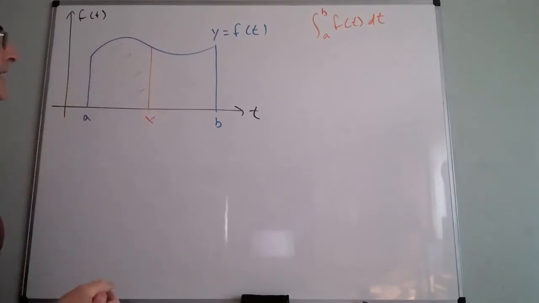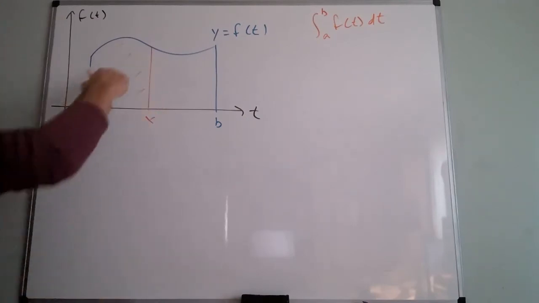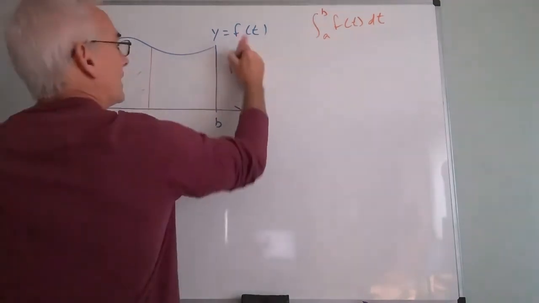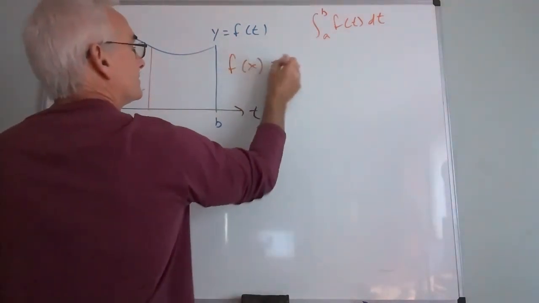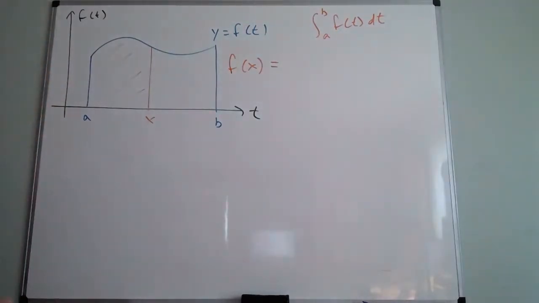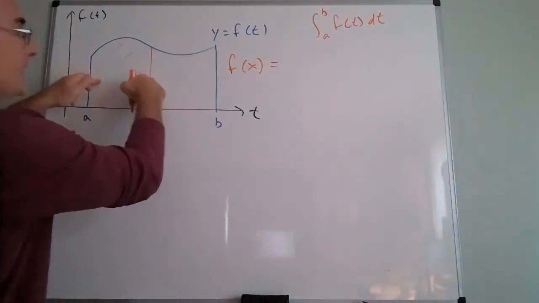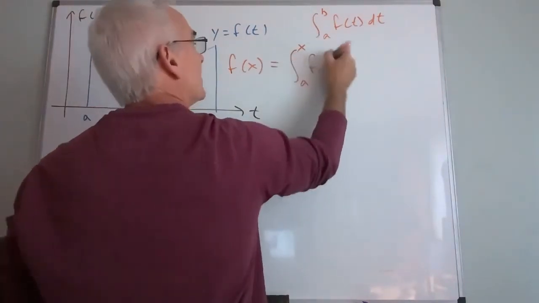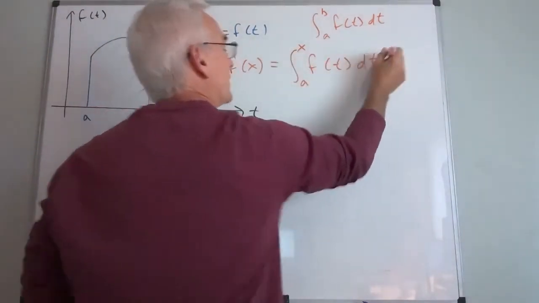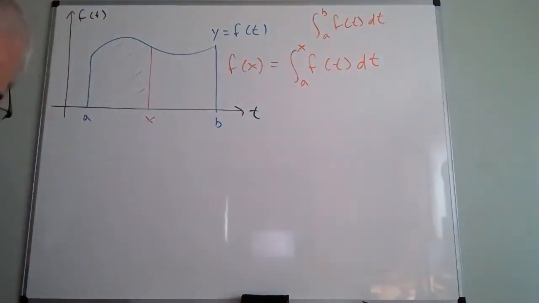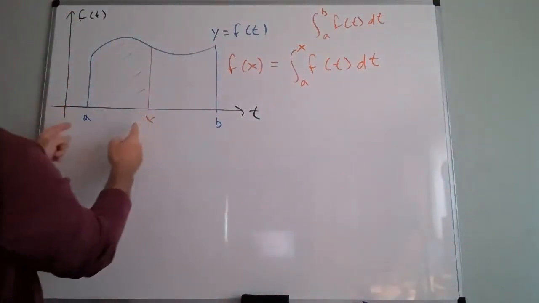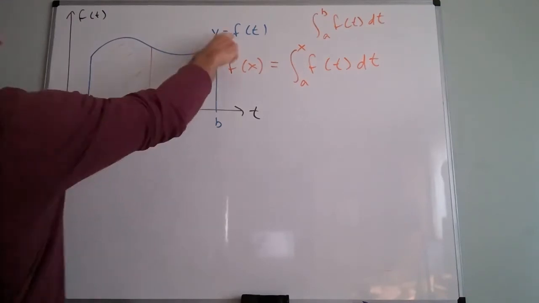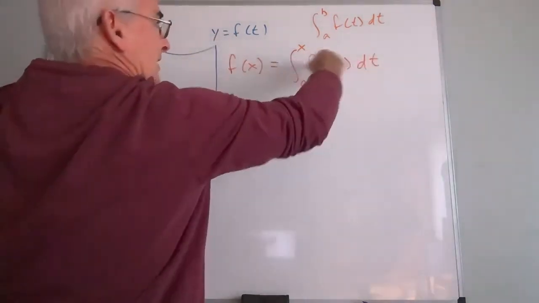I want to find that area. I'm going to define this area to be little f of x. And f of x is going to equal the integral from a to x of f of t dt. Now, I know that looks kind of intimidating and scary. Well, my lower limit is a, my upper limit is x, and my function is f of t. So that should make perfect sense.